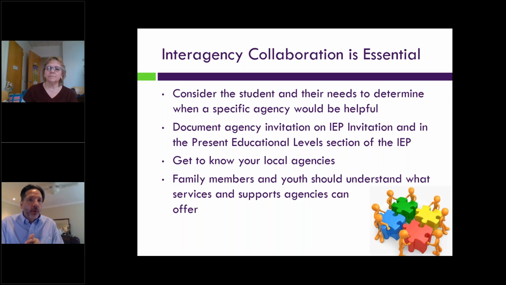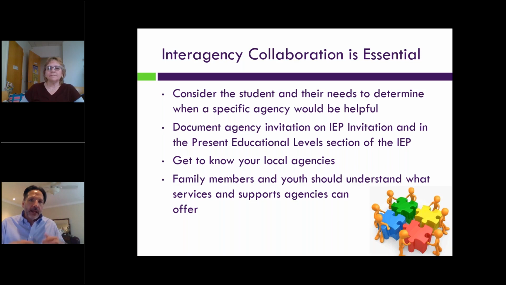We also talked about the importance in this process for secondary transition of interagency collaboration and really having a young person and their family have a good understanding about what outside agencies exist to support them. Later in today's webinar, we're going to go through and outline which agencies exist in a little bit more detail. We actually are going to share with you a secondary transition guide that really is a nice outline of a lot of resources in Pennsylvania.